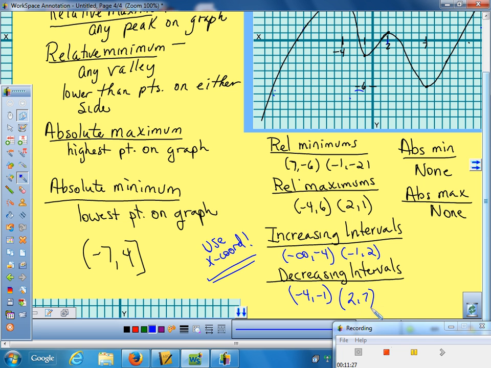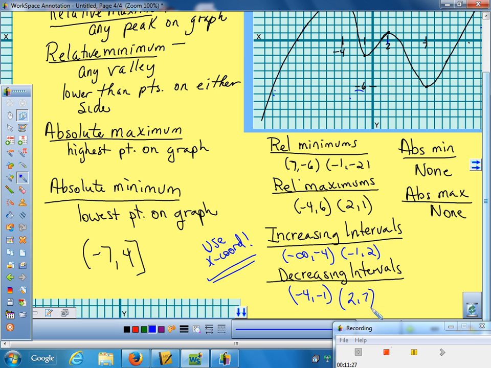Why are they all parentheses? Because the endpoints are in both. I could say this point is decreasing, or I could say this point is increasing. So they just don't use those endpoints when they list intervals. I don't really have a great reason for you there.